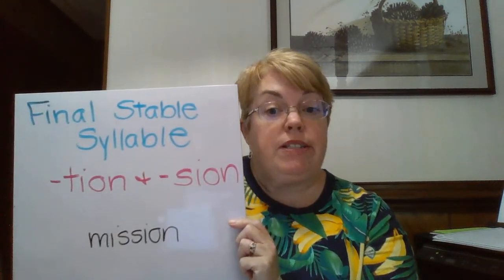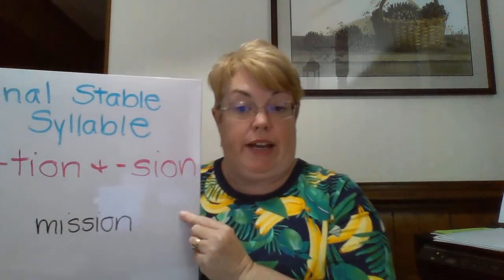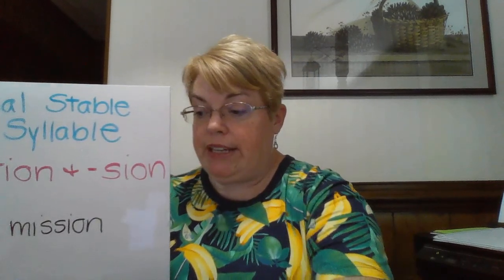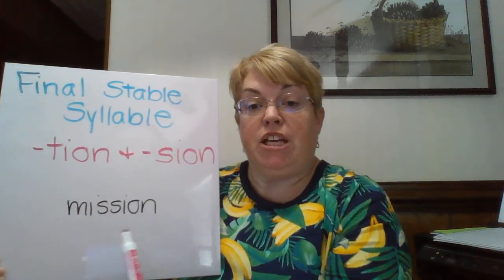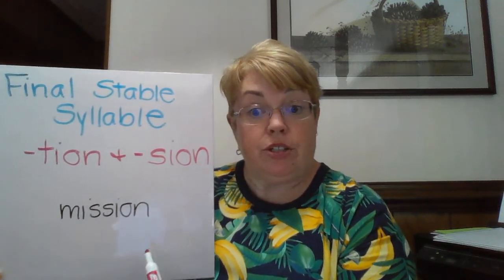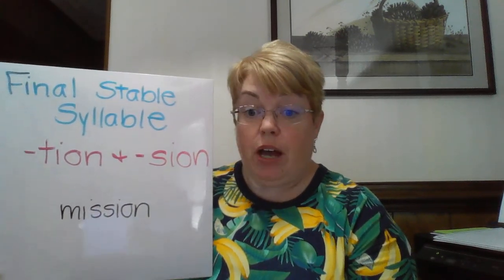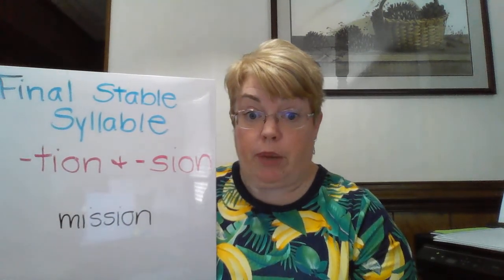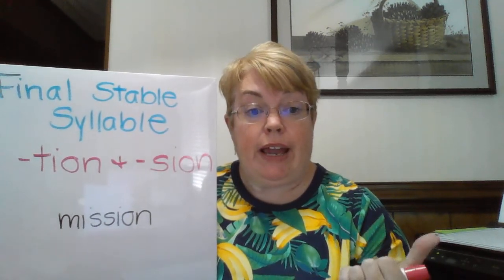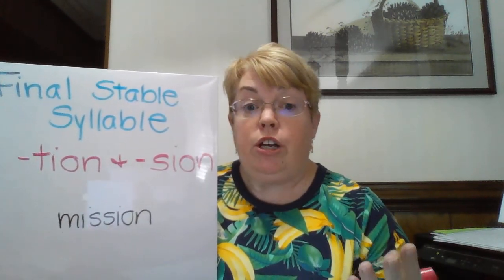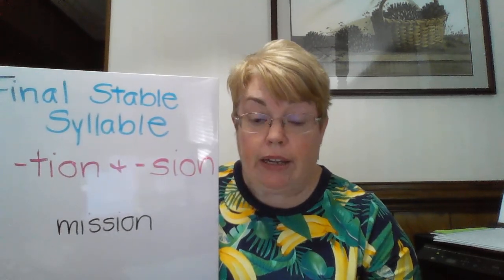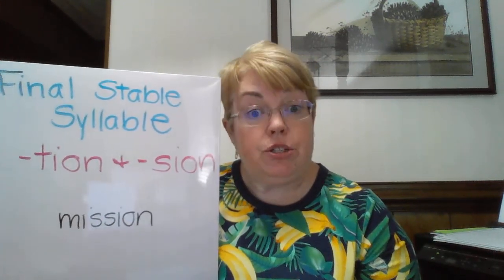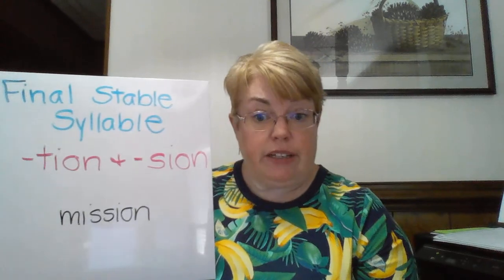So with our final stable syllable of tion and sion, we know that it is stable and it sticks together. So when we see a word like mission, we really are going to pay attention to that ending. But with any word that we divide, the first thing we must do is identify the vowels. Let's review the vowels for a minute. Let's say them together. A, E, I, O, U, sometimes Y, and sometimes W. So there are 7, 5 regular and 2 semivowels. So let's identify our vowels.